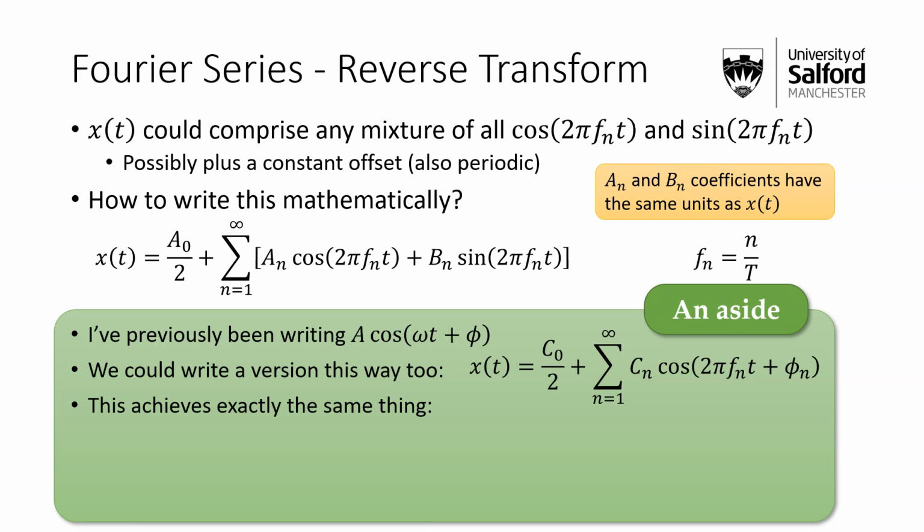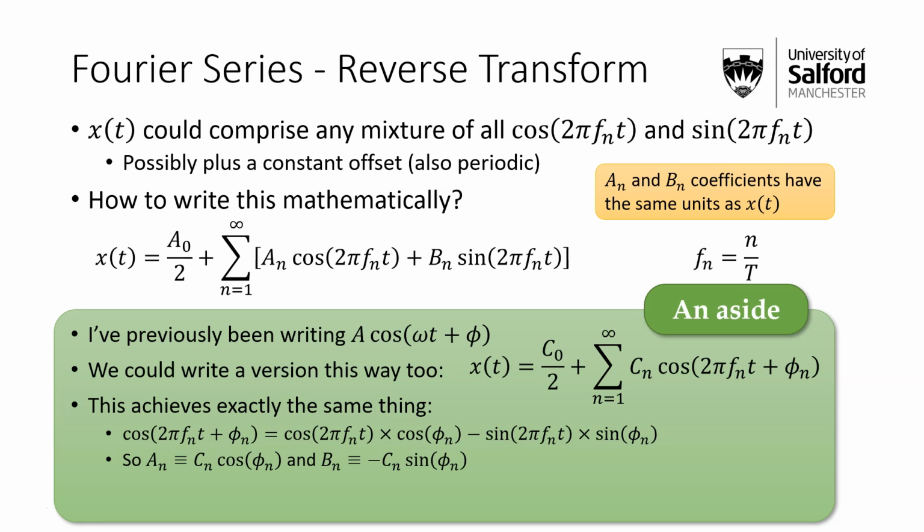And this actually achieves exactly the same thing as the Fourier series above. And that is because of this trigonometric identity. If you have the cosine of a sum of two terms, then you can split it out and you get some products of different terms. And we found that the original cos 2 pi fn t turns out with a cos phi n, and then the sine 2 pi fn t comes out with a minus sine phi n.